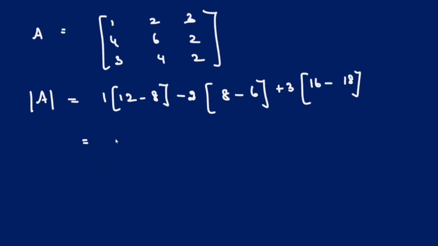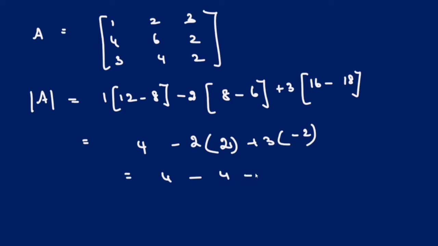So that is equal to 12 minus 8 is 4, minus 2 into 8 minus 6 is 2, plus 3 into 16 minus 18 is minus 2. So it is 4 minus 4 minus 6, and we got minus 6.